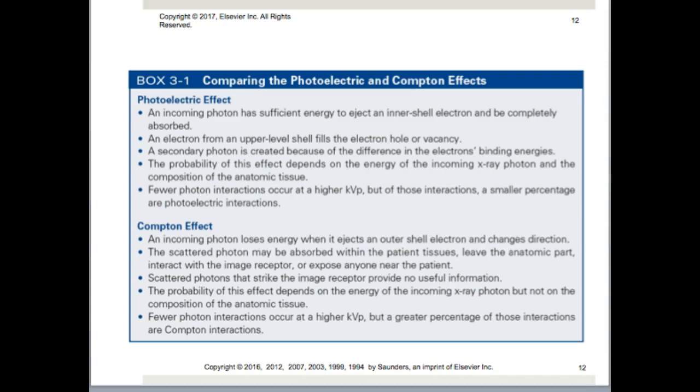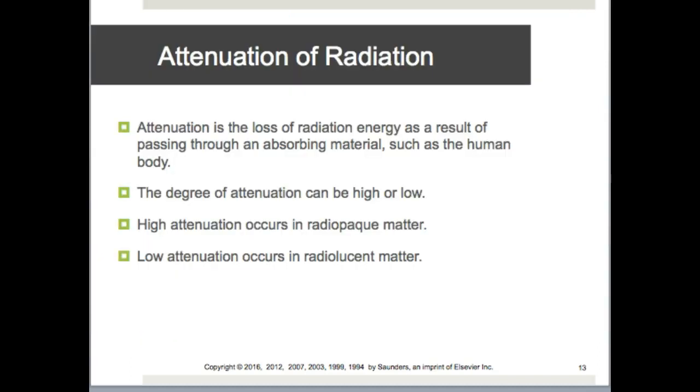So working with digital makes it really tricky, because we want to use really high kVps, but we have to find the balance so that we can have some photoelectric in there so that we can see the difference in the densities within the body. So, a delicate balance. All right, so the attenuation of radiation.